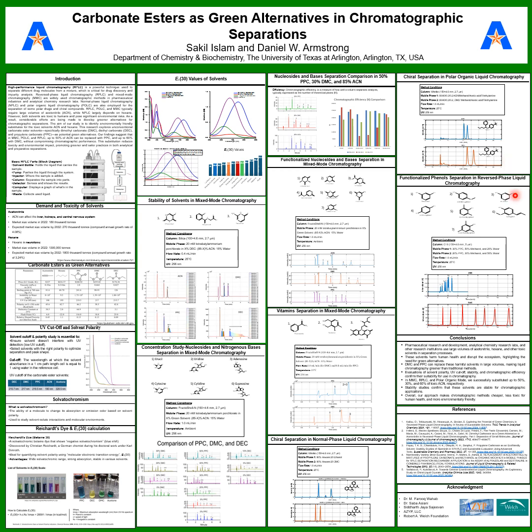Then we decided to establish a method in reverse phase chromatography to make the process greener. From our study we found that we can substitute 20% of acetonitrile and 30% of acetonitrile with DMC and PPC respectively, and we were able to separate 7 of these analytes in reverse phase, which are hard to separate even in traditional reverse phase chromatography.